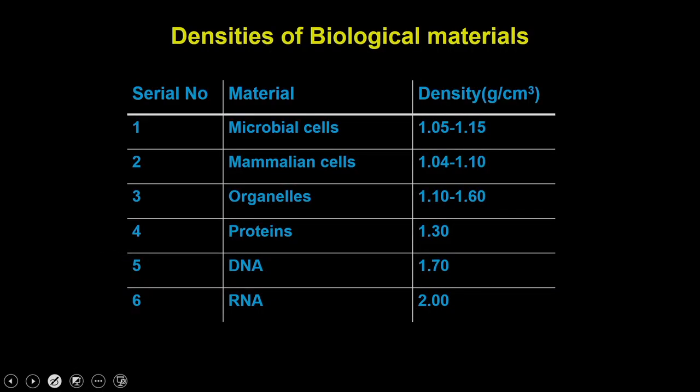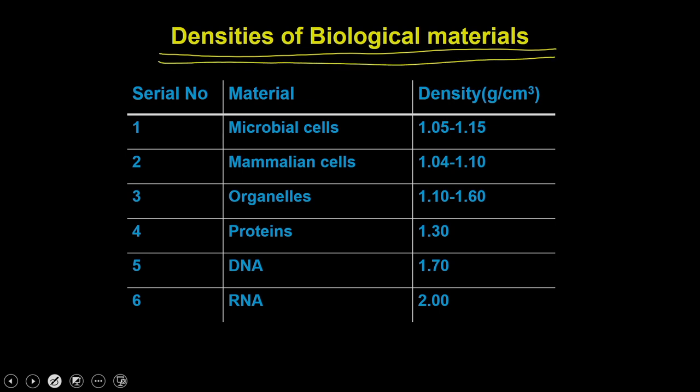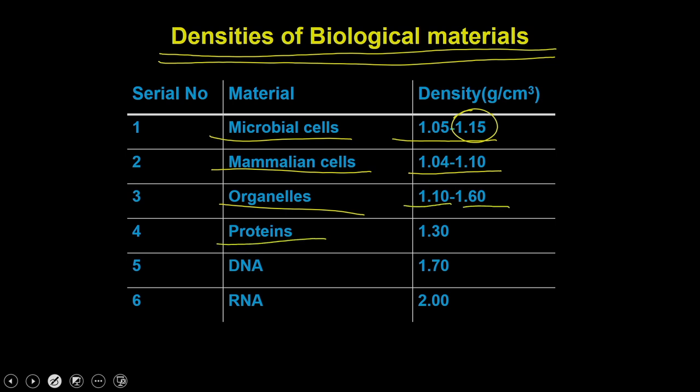Then we are talking about density gradient centrifugation. You can see the densities of the different biological molecules, like the microbial cells, which go from 1.05 to 1.15. Then you have the mammalian cells, which are in this range. Then you have the different types of organelles, which go from 1.1 to 1.6. Then you have the proteins, which go to 1.3, and DNA and RNA.